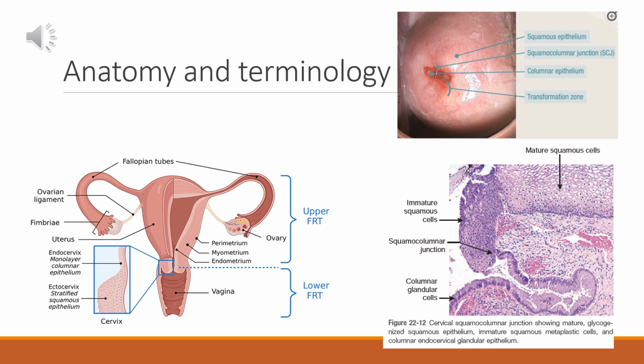The picture on the left shows us the endocervix and the ectocervix and how they divide the upper and the lower female reproductive tracts. The endocervix is covered by the simple columnar epithelium that we also call the glandular epithelium. The ectocervix is covered by the stratified squamous epithelium. Why? Because we need the secretory properties of the simple columnar epithelium in the upper reproductive tract, and we need the protectory qualities of stratified squamous epithelium in the ectocervix and in the vagina.